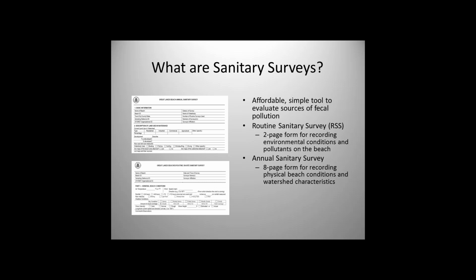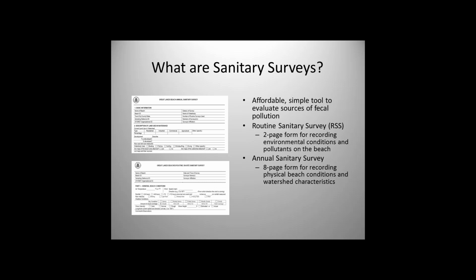But that's really it. The second piece to this is the annual sanitary survey. So they're broken up into two different categories. The routine sanitary survey is done every time you go to the beach. If you have a high-tiered beach where you're going four days a week, you can conduct this survey every time. It's best to do it every time you go to the beach, even on resampling days, and those are probably the most important when we're seeing issues.